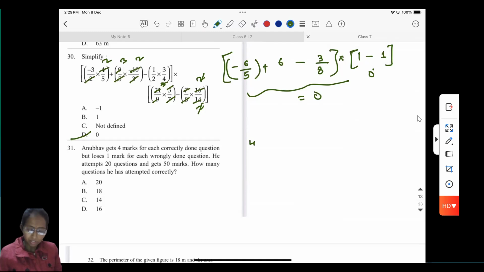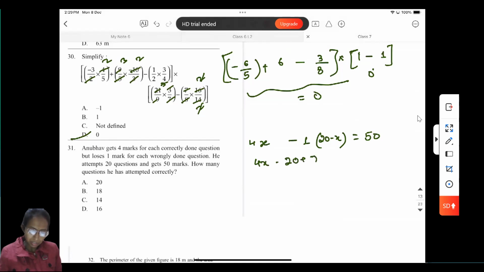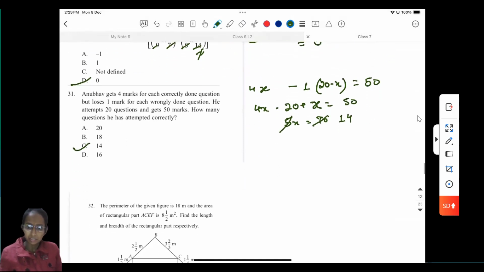So we are assuming that he has correctly attempted X questions. So 4X marks he has got, and loses 1 mark for each incorrect question. So 20 minus X will be the incorrect ones, and the resultant he is getting is 50 marks. So 4X minus (20 minus X) is equal to 50, 5X is equal to 70. That means X is equal to 14. So he has attempted 14 questions correctly and the incorrect ones are 6.